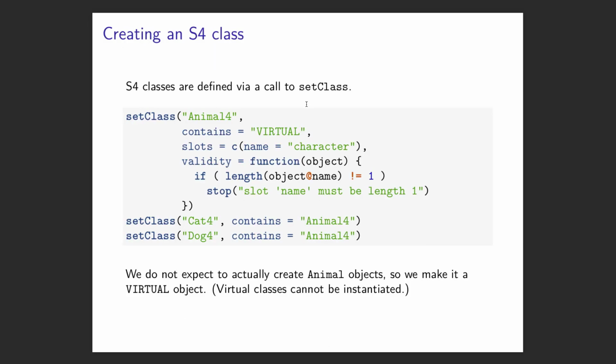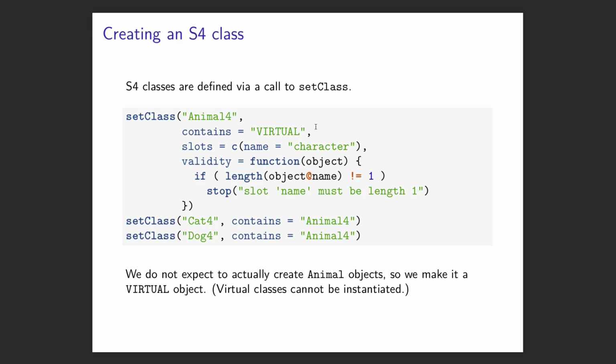So how can we create an S4 class? Creating an S4 class is a little bit more complicated than creating an S3 class. You don't really need to do anything specific to create an S3 class other than create an object of that class by setting its class attribute. But for an S4 class, we have to formally define that class using the function setClass.